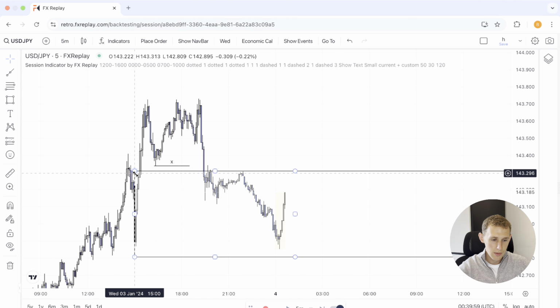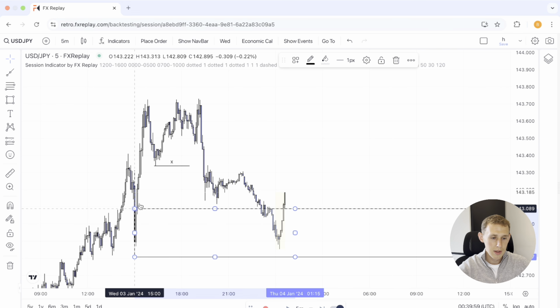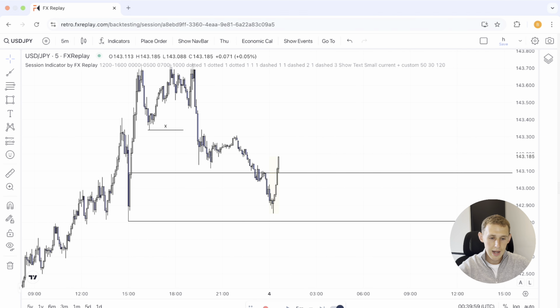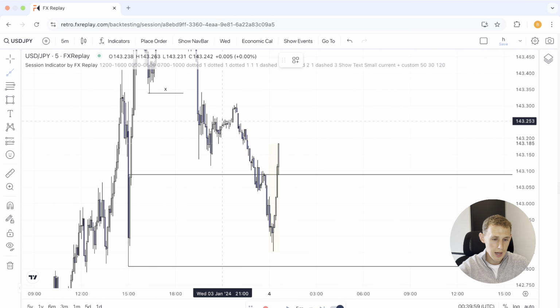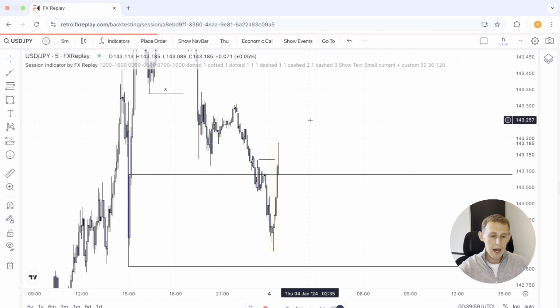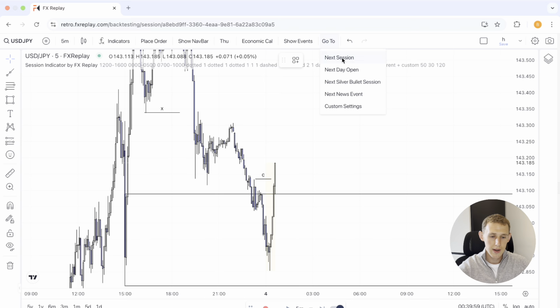Right, there we go. So that's what I was looking for. Price came into this refined area. You can now see it start to shift bullish just here. This was our change of character. This is, however, the Asian session, so I'm just going to fast forward this.